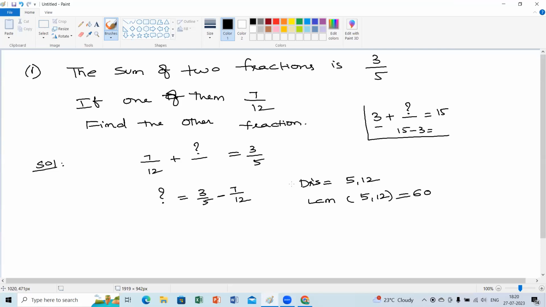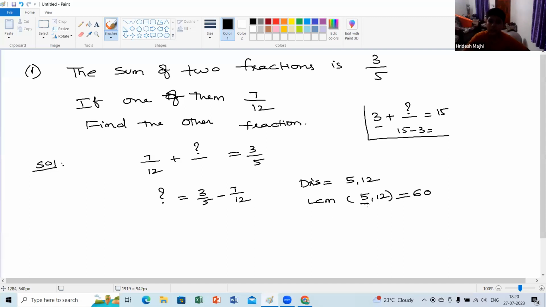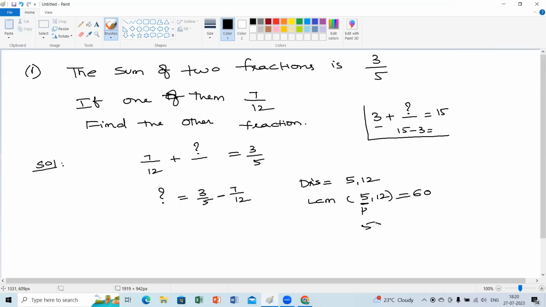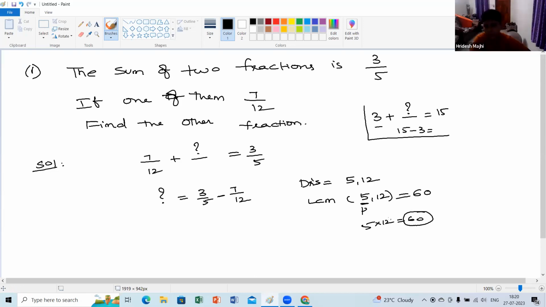One is a prime number, another one is a composite number. There are no common factors, right? So directly, you can make a product. The product is the LCM because this is a prime number. 5 into 12, which is 60. Yes, now this is your LCM, children.